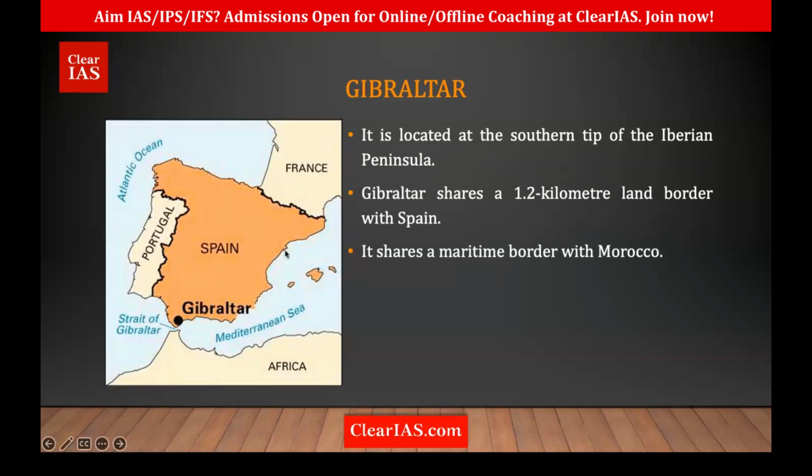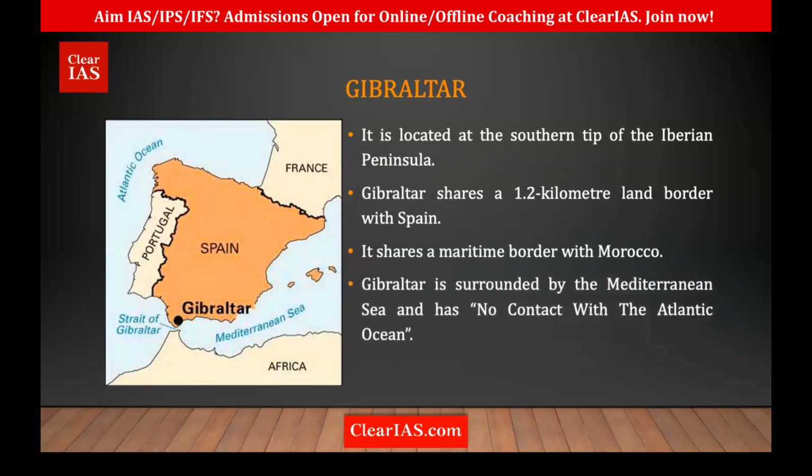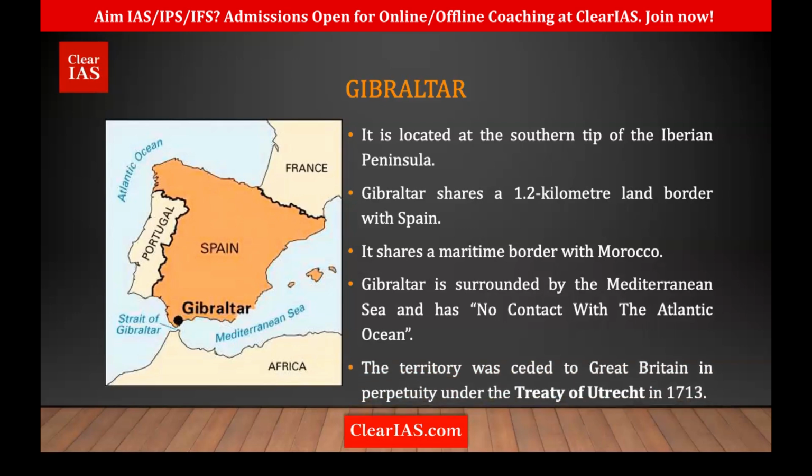It was in the news in earlier times, but it is not important this year. So Portugal, Spain, Gibraltar, France, etc. all come together to form what? The Iberian Peninsula. Gibraltar shares a land boundary with Spain and a maritime boundary with what? Morocco. And it is open only to the Mediterranean Sea and has no contact with the Atlantic Ocean. And there is the Treaty of Utrecht, through which Britain gained control over Gibraltar.